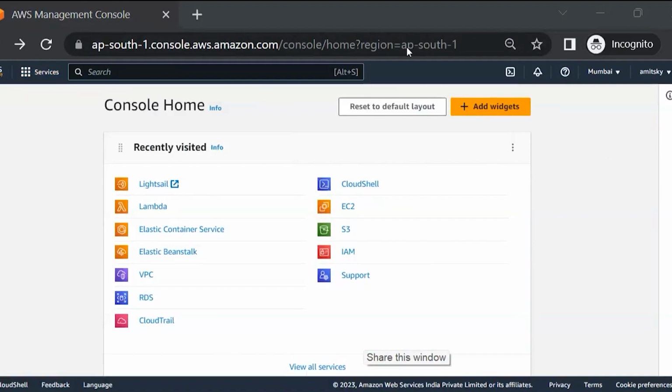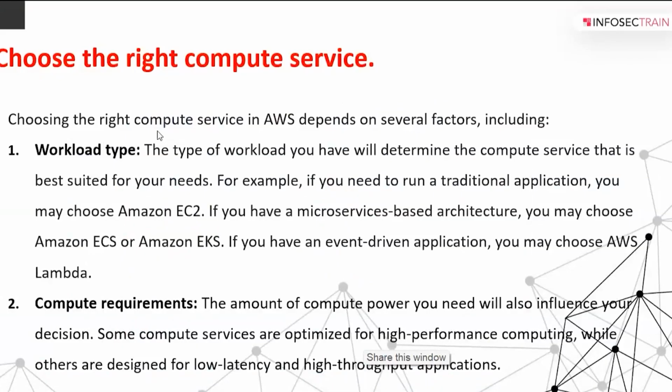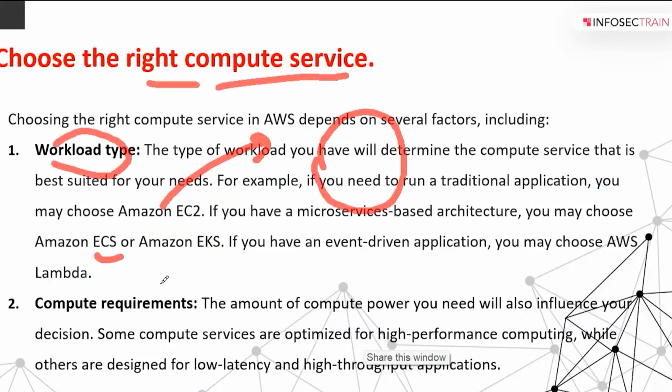So how do you choose the compute service? First is the workload. Depending upon your workload, you choose the service. You have Lambda, EC2, ECS, multiple are there. You can choose based upon your requirement. That's the first thing you choose. And the second is your compute requirement.